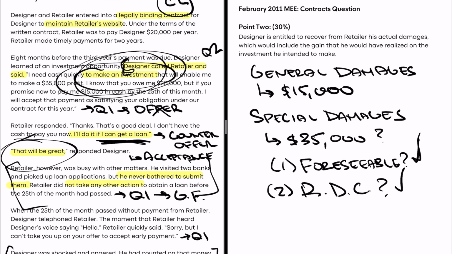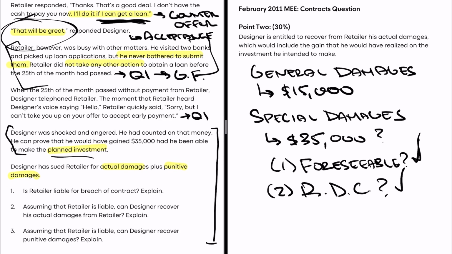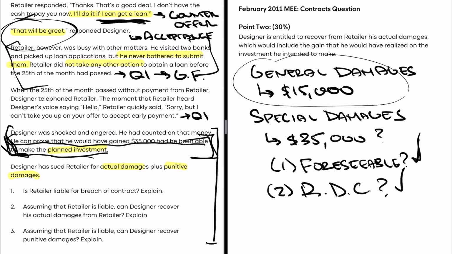And the facts stipulate that he can prove this with a reasonable degree of certainty, right? At the very end of the fact pattern, it tells us that designer can prove that he would have gained $35,000 had he been able to make the planned investment. So he can prove it with a reasonable degree of certainty. So he would be entitled to those $35,000 in special damages. He'd be entitled to the $15,000 he was promised in general damages and another $35,000 in special damages, because they were foreseeable and he can prove them with a reasonable degree of certainty.